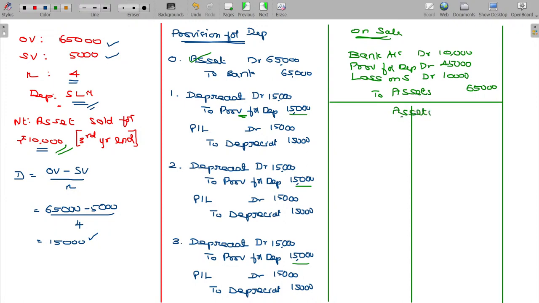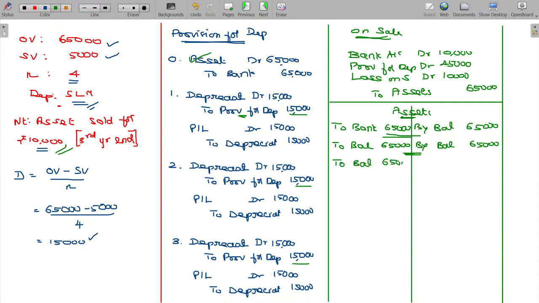but under the provision model, the asset account remains as it is. To bank 65,000, by balance 65,000 will not have any changes. Also, the same becomes opening balance and that remains as it is, by balance. And third again to balance, but last year it is going to be sold. Last year it is going to be sold.